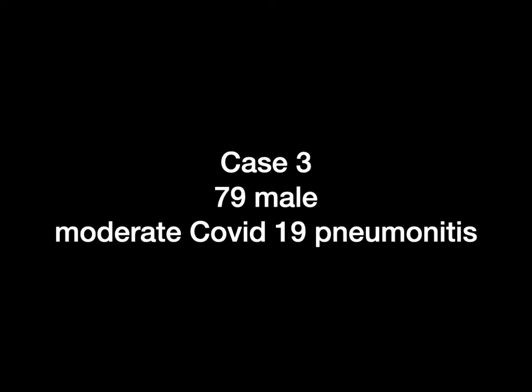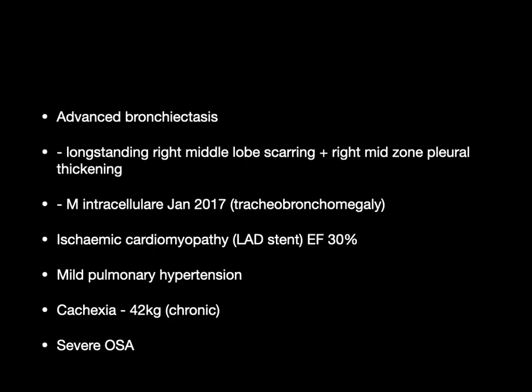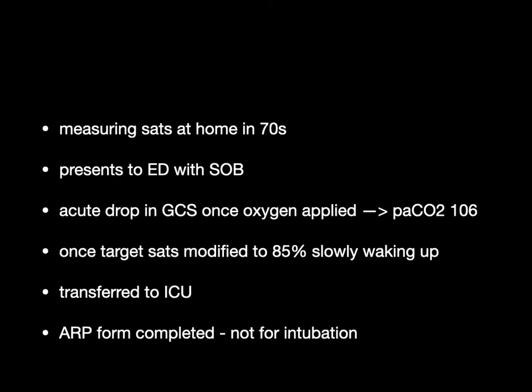And then the third one is a 79-year-old male with lots of comorbidities. So you see he had bronchiectasis, he's cachectic, he's only 42 kilos, with severe OSA and some pulmonary hypertension, coronary artery disease. So he had lots of comorbidities, plus he had COVID as well.